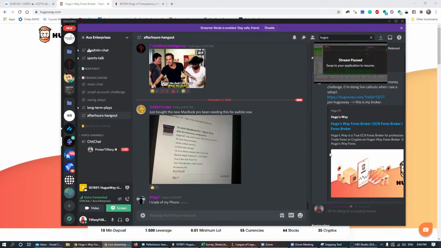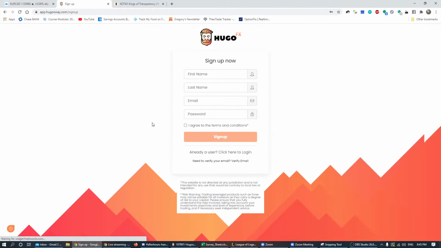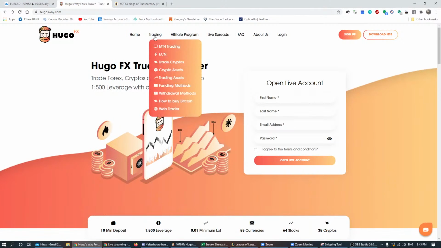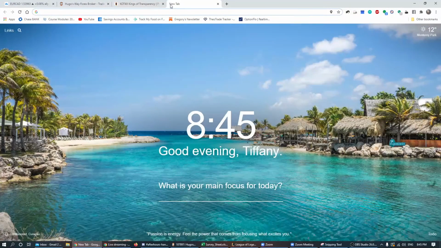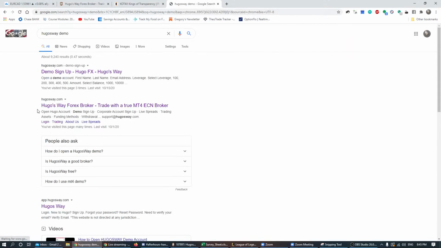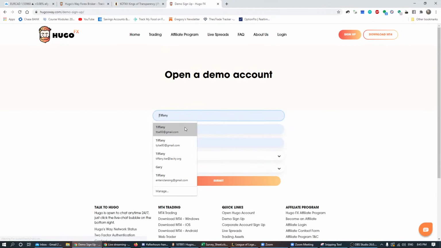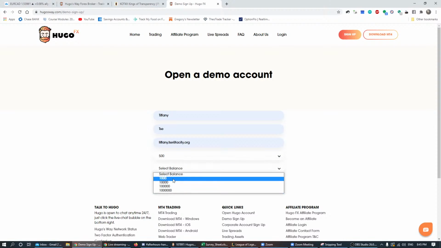Okay. So I'm just gonna show you how to open a demo Forex account. Basically what you want to do, you go to sign up. Actually, no. The best way I did it was Hugo's demo account. You go to demo, sign up, and you're gonna click on your email. Their balance should be max leverage, and you should really just start with $1,000 so you can test the waters.